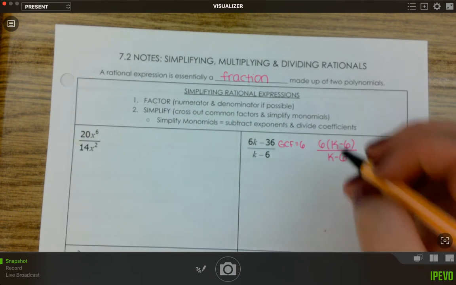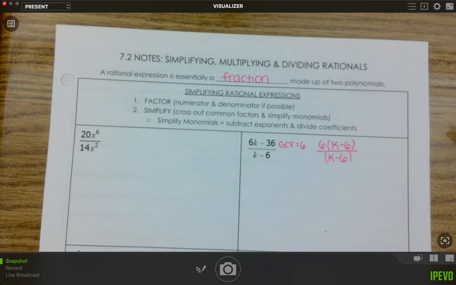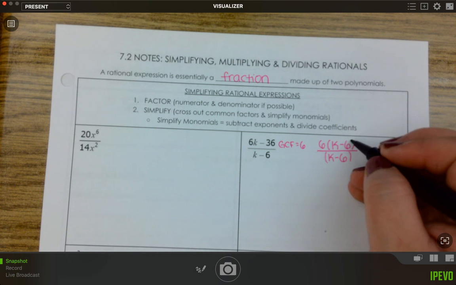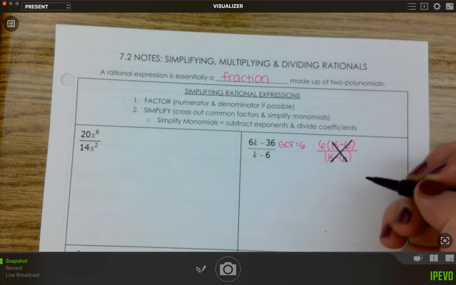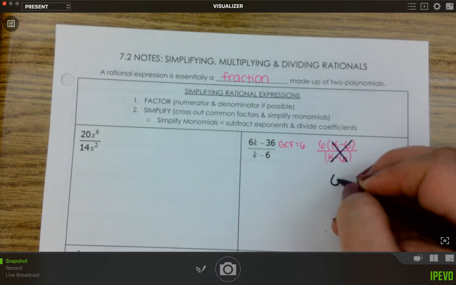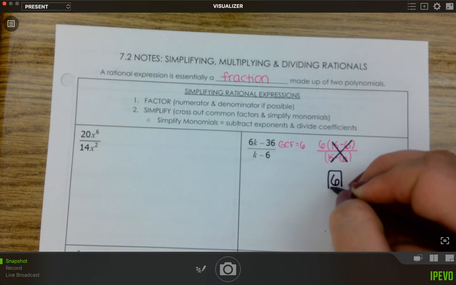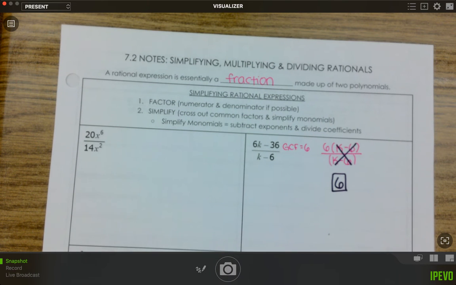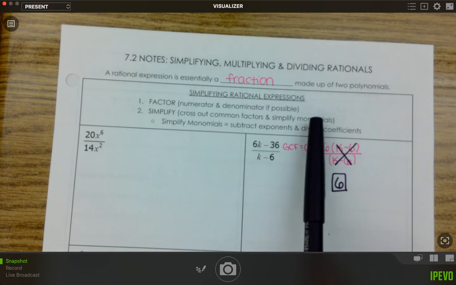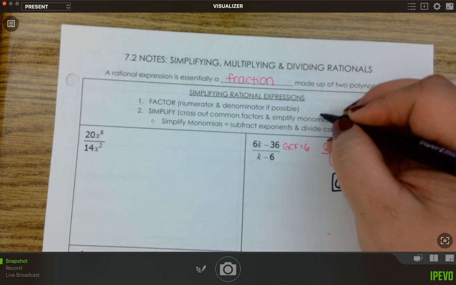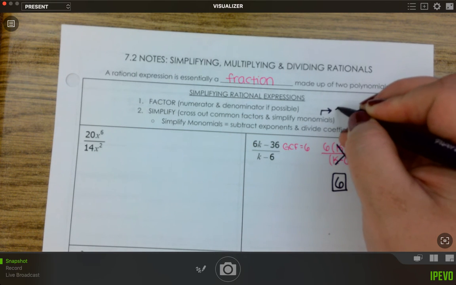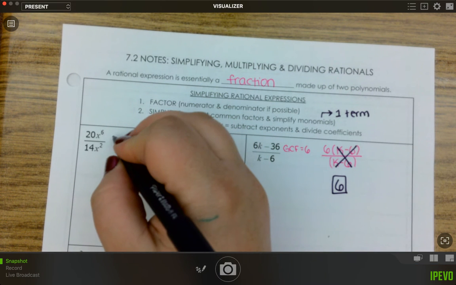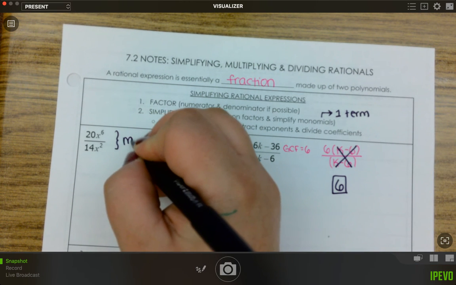So see how there's a k minus 6 exactly on the top and the bottom? That is a common factor, and they get to go away. So my final answer would just be 6. That is how you cross out common factors. However, we also need to simplify what are called monomials. A monomial means that it only has one term. These are monomials.